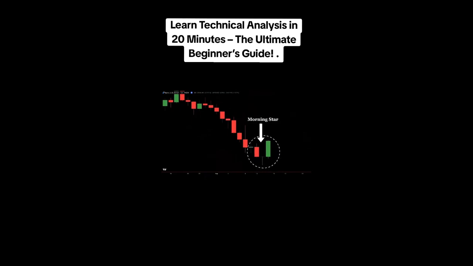The morning star is a bullish reversal pattern that signals a potential shift from a downtrend to an uptrend. It consists of 3 candles and typically forms at the bottom of a downtrend, indicating that sellers are losing strength and buyers are stepping in. The first candle is a strong bearish candle, showing that sellers are in control.